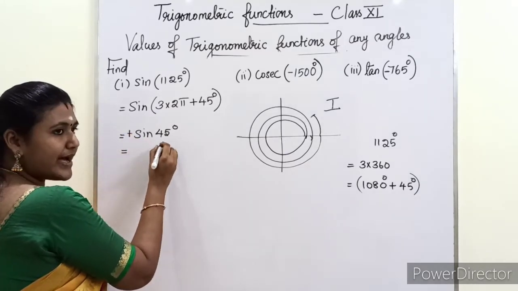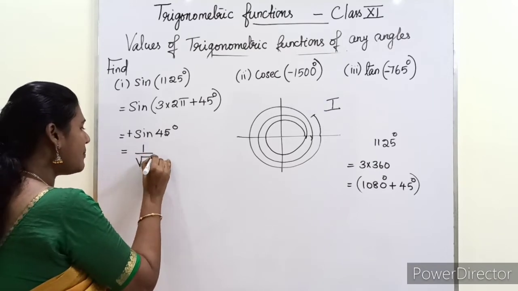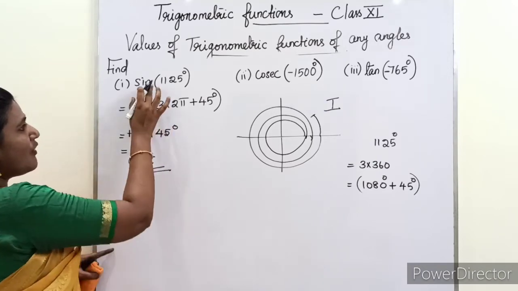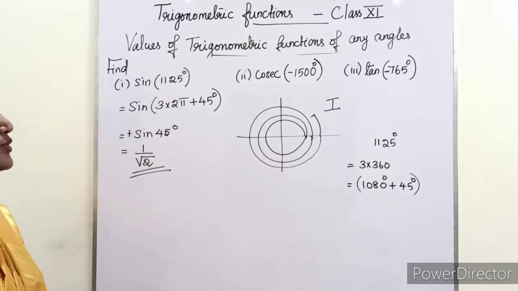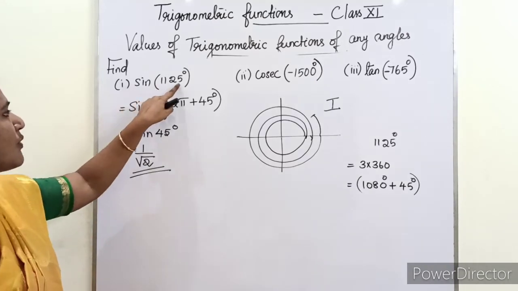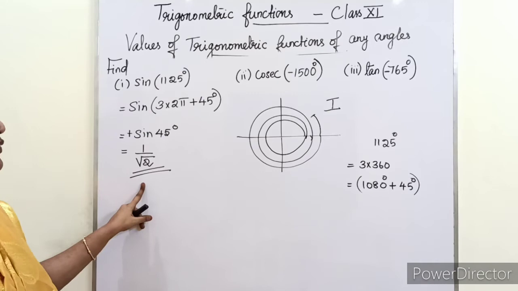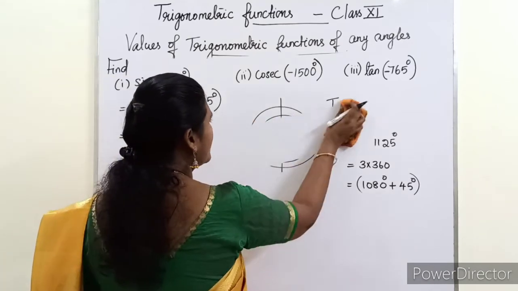So the answer for this is plus sin 45 you will get. You know what is the value of sin 45? That is 1 by root 2. So the value of sin of 1125 degree will be 1 by root 2. Now we will see the second question.